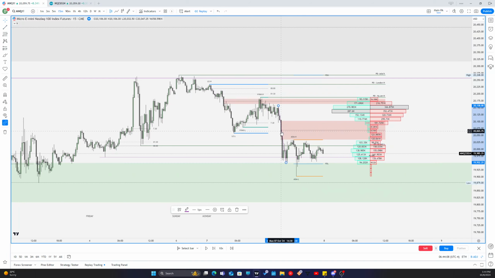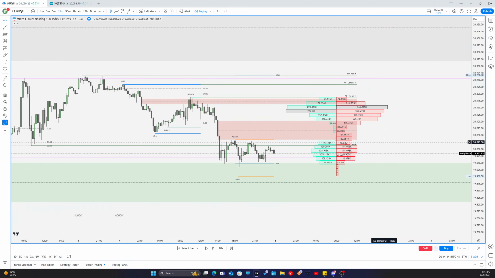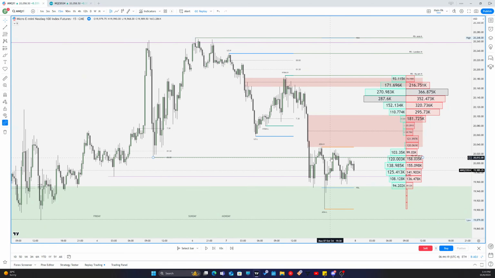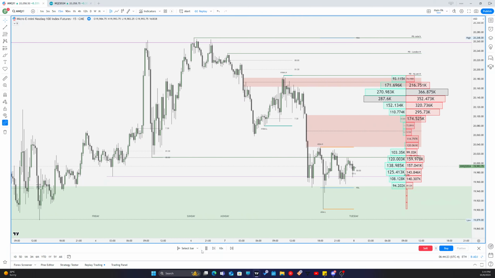If you're a pattern trader, something like this, it will break down. My target is here. So we come to the market, and you likely sell on one of the highs here. So let's see what happens.